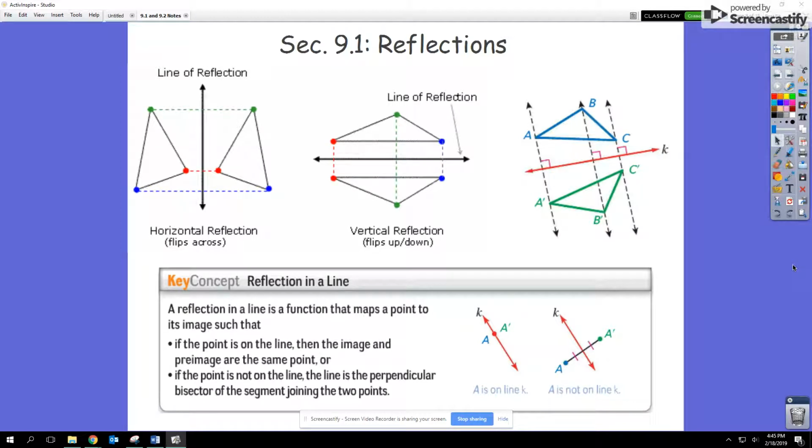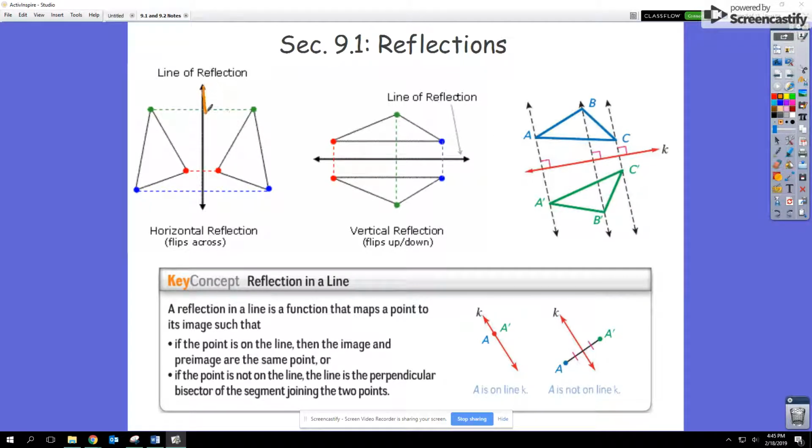All right, welcome back. And let's do reflections. What we are going to deal with here is reflections over lines. And really, the overarching key to reflections is the line of reflection. And let me highlight that in orange.